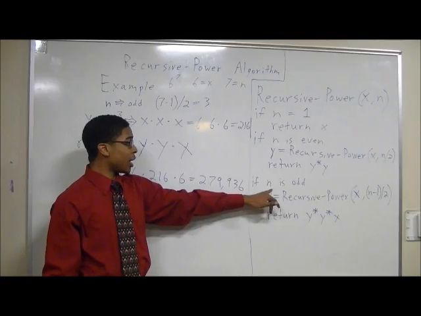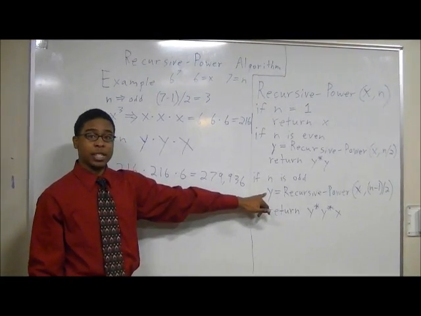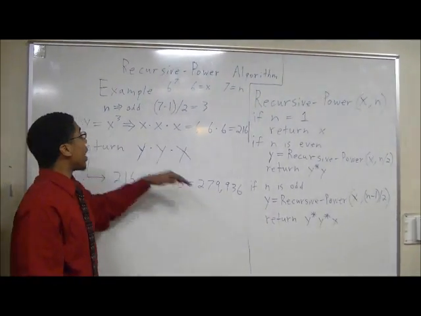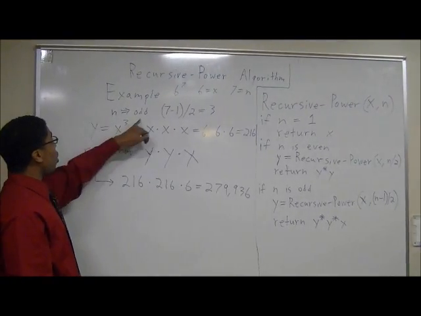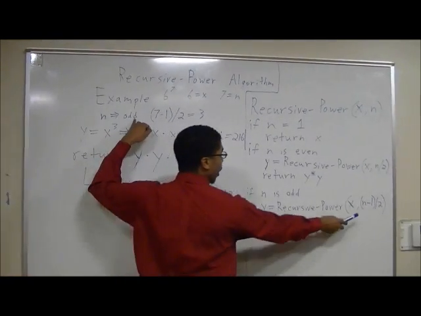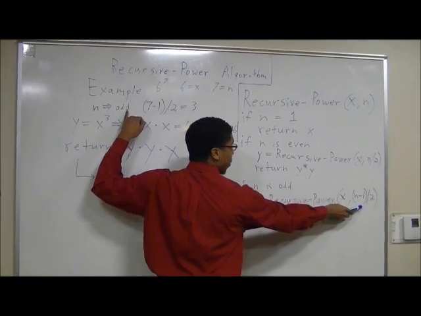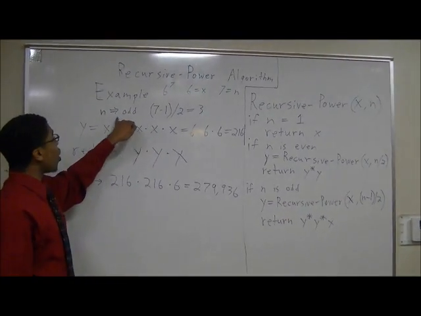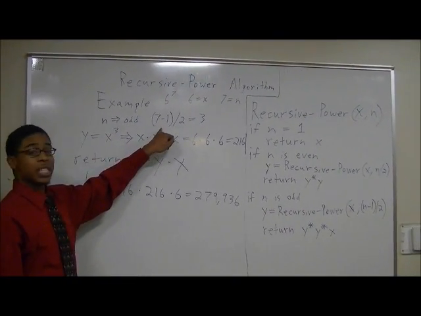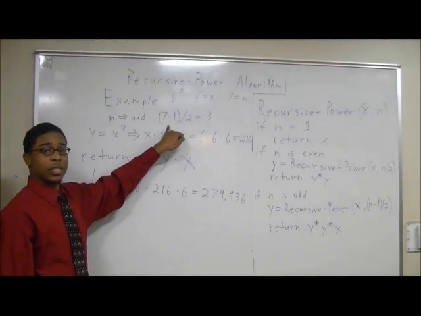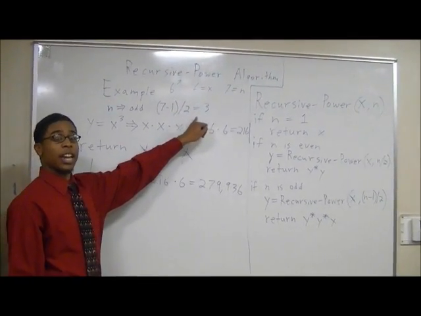So our n is odd, so then we apply this line of our algorithm. As you can see here, we also need to calculate our n minus 1 divided by 2. Here, our n is 7. So we apply 7 minus 1, which is 6, divide that by 2, and get our 3.